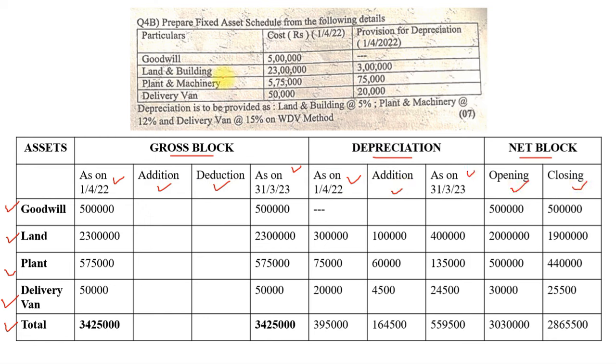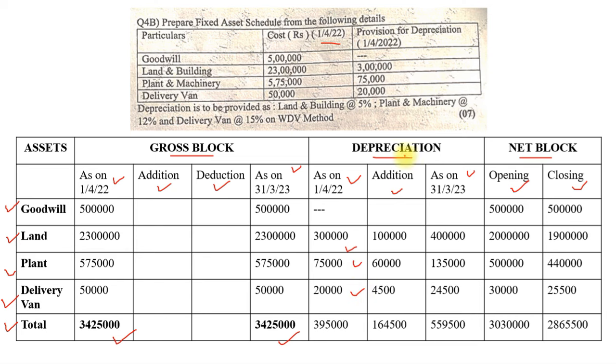Now, in the question, they are giving you the cost. As on 1st April 2022, that's the opening balance: 5 lakh, 23 lakh, 5 lakh 75,000, 50,000. There are no additions made, no deductions made or given in the question. So they remain blank. Whatever is opening, the same will become your closing. Total comes to 34 lakh 25,000. Now, under depreciation, the opening balances are given. Goodwill is intangible, so there won't be any depreciation on that, so it's given nil. For land, 3 lakh 75,000 and 20,000 are given directly.